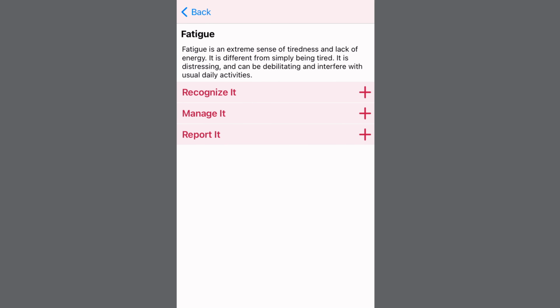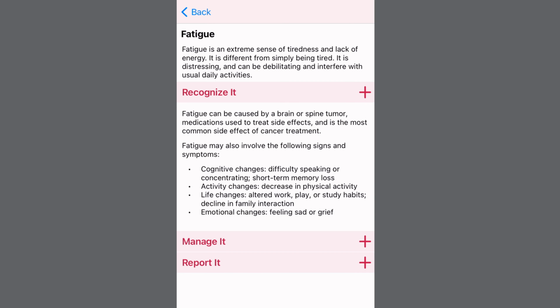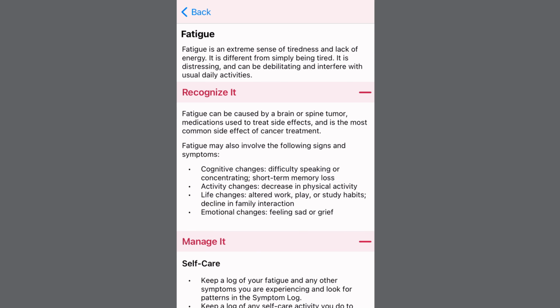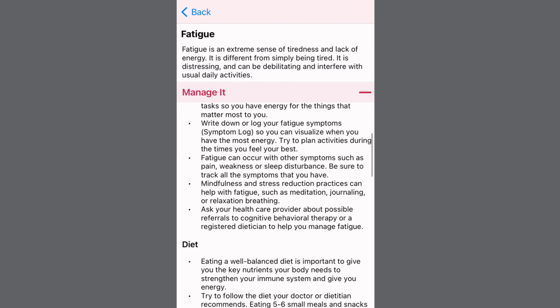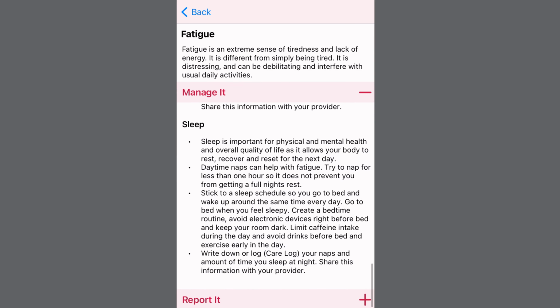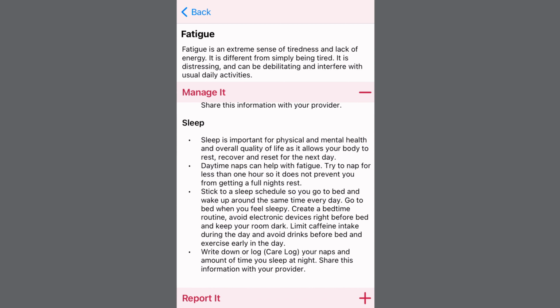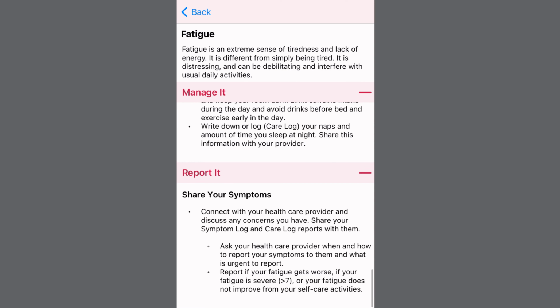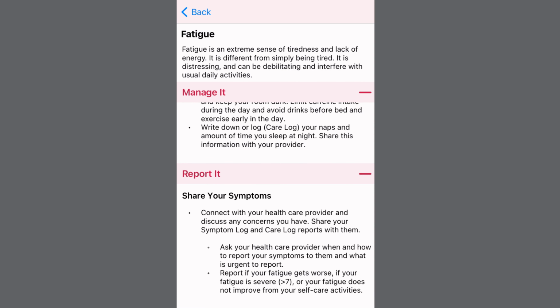For each of these symptoms, you will hear what the definition is, then when you click on the right of the words, you can learn how to recognize that symptom, then how to manage that symptom through some self-care activities including diet, exercise, medication and sleep, and then tips on when and how to report that symptom with a member of your healthcare team. These are general guidelines and specific reporting instructions should come from your healthcare team. Once you are done with that symptom, you can click back at the top left if you have any other symptoms you would like to learn more about.